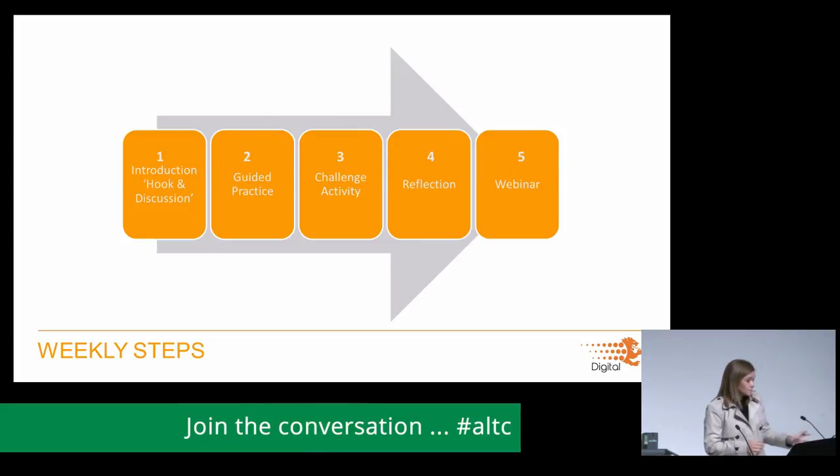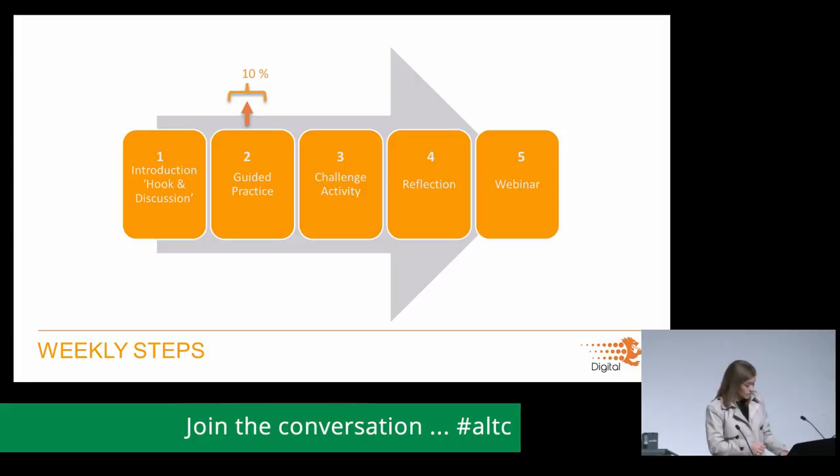And this is something that Leonard created, these six steps at the beginning of the company. At the beginning of every week, if we are developing a 30 credit module, we have 12 weeks. Every week we'll have these boxes, these sections. The first section is the introduction of the topic, and we call it hook and discussion. That's when we link practice with the topic to engage the learners. Guided practice is more the lecture material. Challenge activity, something to produce, something to practice on. Reflection and webinar. The webinar is an online live activity with a tutor.